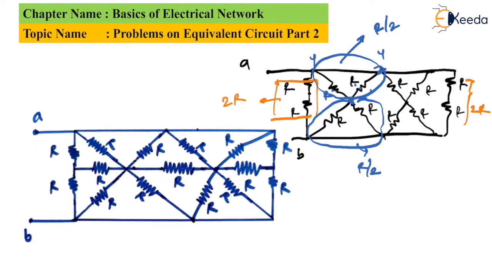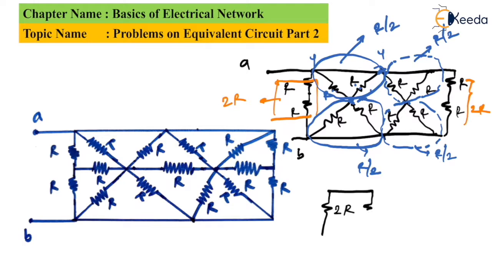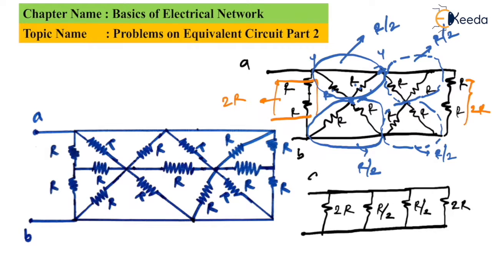We can continue further for the next elements also. If you see this carefully, R parallel with R will become R by 2. Again, R parallel with R, this will again become R by 2. The effective circuit can be drawn like this. It is like this: 2R in parallel with R by 2 in parallel with R by 2, and further there is 2R, and this is an equivalent circuit between A and B.